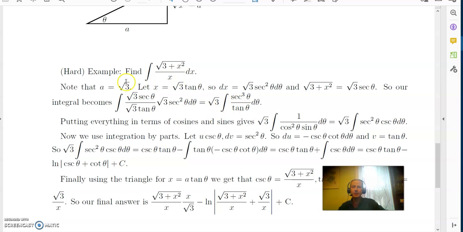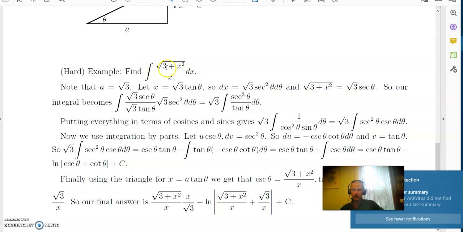So going from that table, or just from memory, we now get that x is radical 3 tangent theta, so dx is radical 3 secant squared theta d theta, and the square root of 3 plus x squared becomes the square root of 3 secant theta. Next, we need to plug all this into the integral.